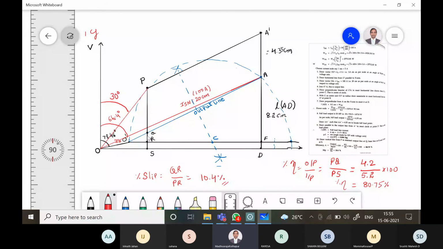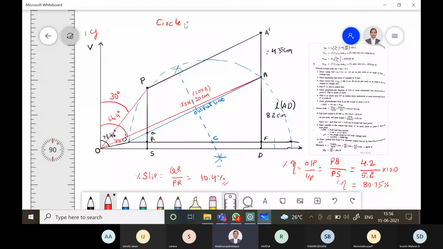QR measurement is like 1 centimeter or 1.2 or 2 centimeter, so it is within that. Because of this small variation, the slip is also going to vary. Try on graph sheet. In the examination also, you have to draw this on graph sheet only. Yes, sir. Okay.